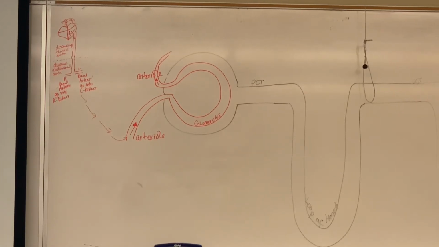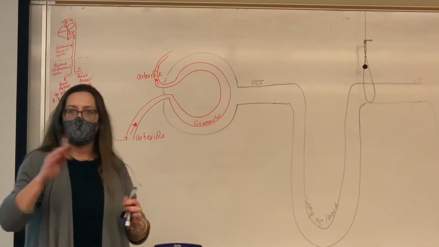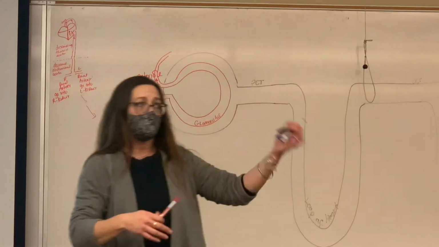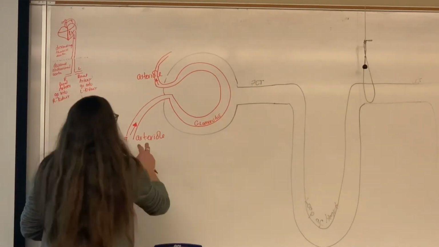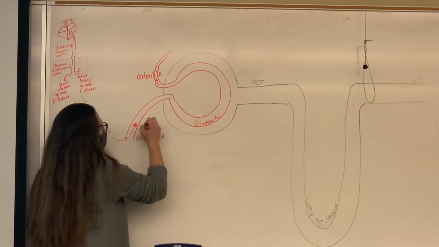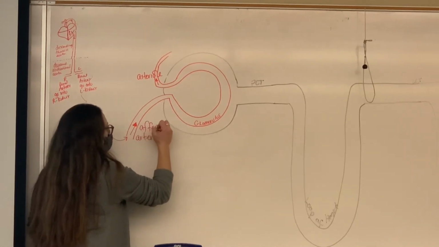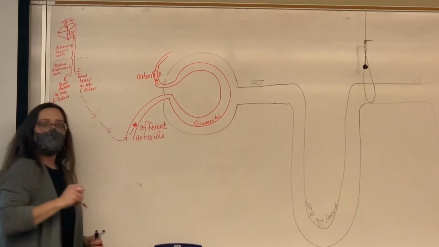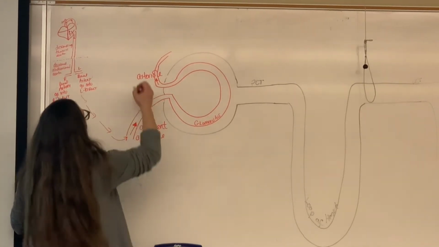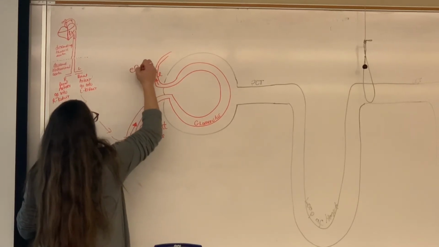And since we've got two arterioles, one bringing blood in and one taking blood out, we have to name them so that we don't confuse them, because they do very different things. One brings blood in, one takes blood out. So the one that's bringing blood into the glomerulus, we're going to call that one the afferent arteriole. Okay. And the one that takes blood away from the glomerulus, we're going to call that one the efferent arteriole.